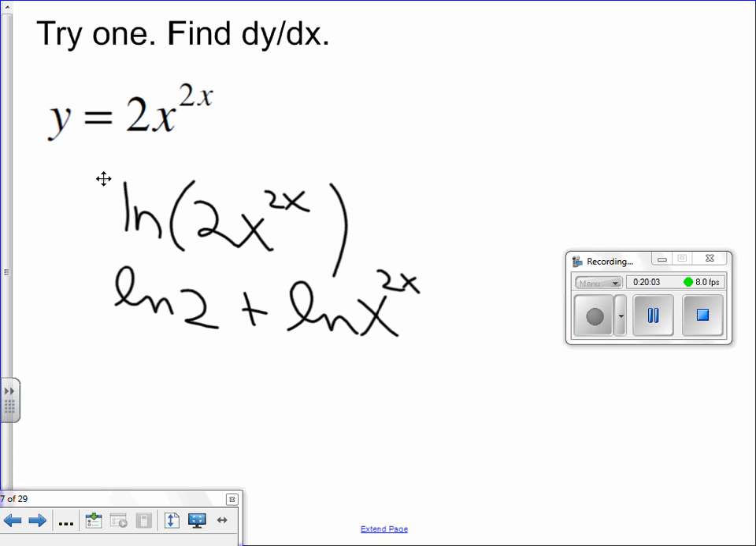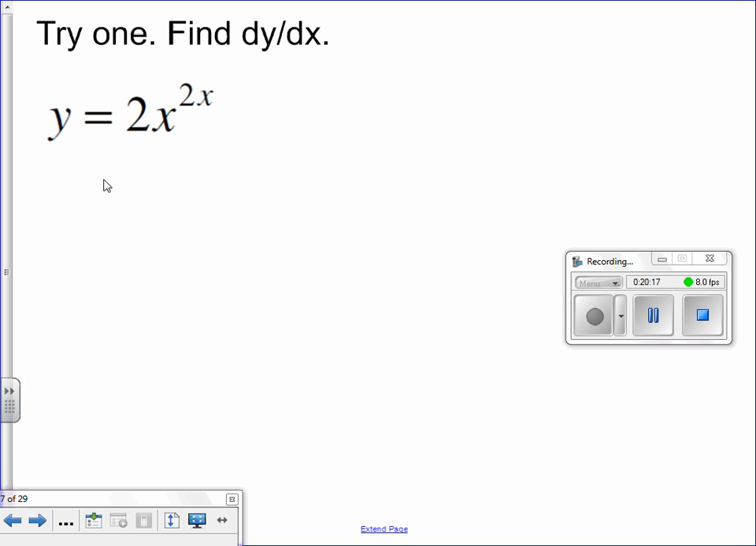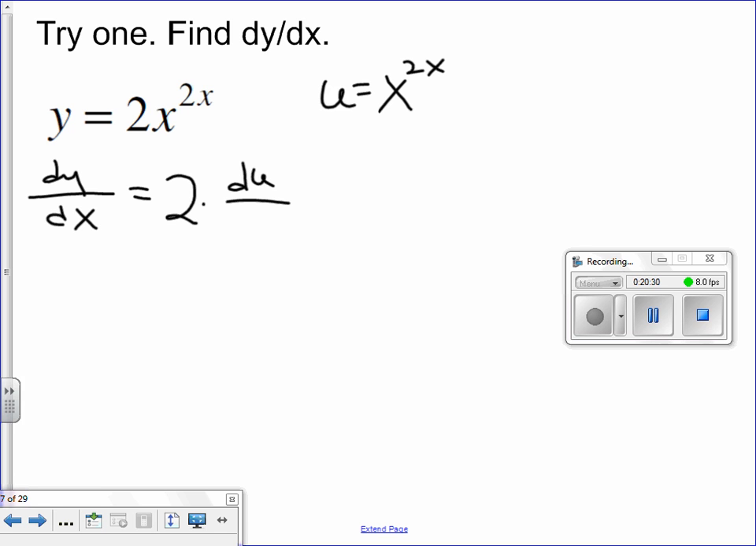All right, so what we decide we're going to do is we're going to find, I'm going to call this u. I don't want to call it y again. And then I'll find du dx, and then I'll just double it. So let's say that u equals just the x to the 2x. So when I want to get dy dx, it's just going to be 2 times whatever I get for that derivative, the du dx, or u prime, whatever you want. All right, so that's what we'll find.